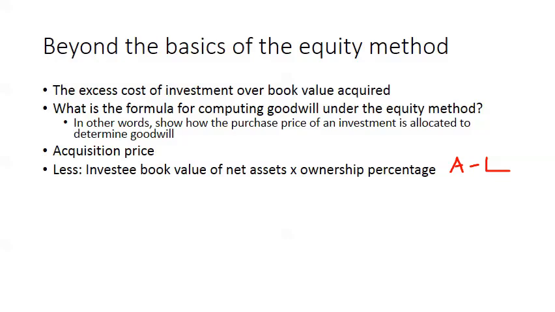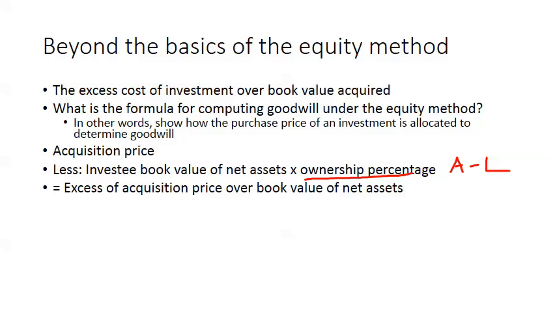And then we multiply that. Since we didn't buy the whole thing, remember in the equity method we bought between 20 and 50%. So let's say we bought 30%. We didn't buy all the company, so we wouldn't subtract all of the book value. We'll only subtract out our percentage, 30%, 25%, whatever we own. That's going to give us this excess of cost over the book value. This is what we're trying to determine up here.